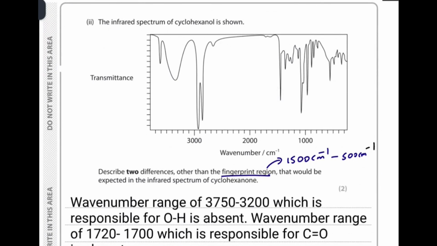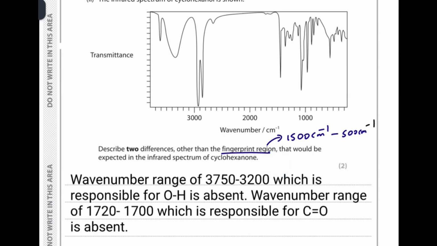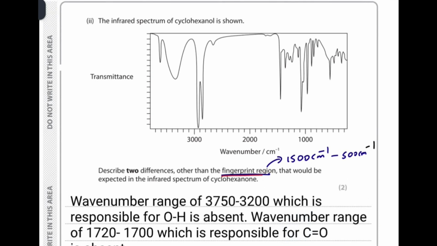Part 2, the infrared spectrum of cyclohexanol is shown. Describe two differences other than the fingerprint region that would be expected in the infrared spectrum of the cyclohexanone. Most students become frustrated with this word fingerprint region. So what is meant by fingerprint region in a spectrum? The region between 500 per centimeter and 1500 per centimeter of wave number in the infrared spectrum, right? This part is known as the fingerprint region, right?